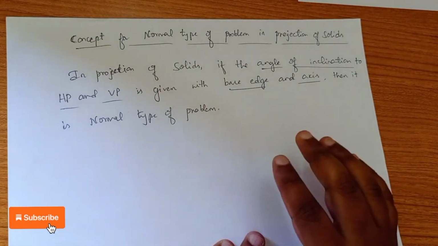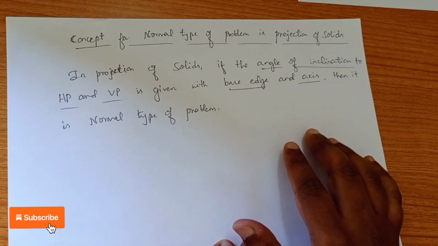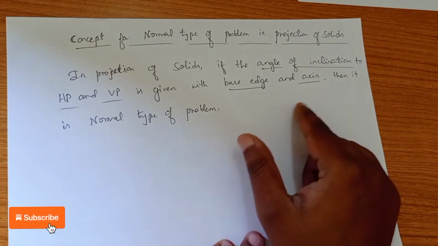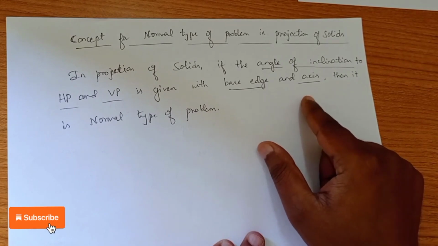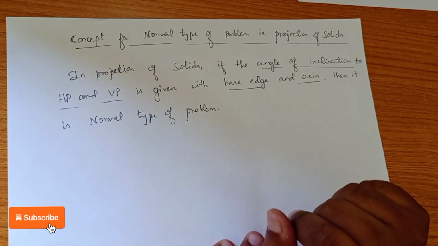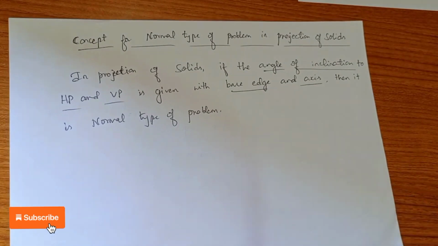So it is very simple. You need to see in the question the angle of inclination either to the HP or VP, if it is given with the base edge, and the angle of inclination either to the HP or VP, if it is given with the axis. Then the problem will become a normal type of problem in the projection of solids. And the same concept holds good for the prism, pyramid and cone. Okay, the same concept applies.